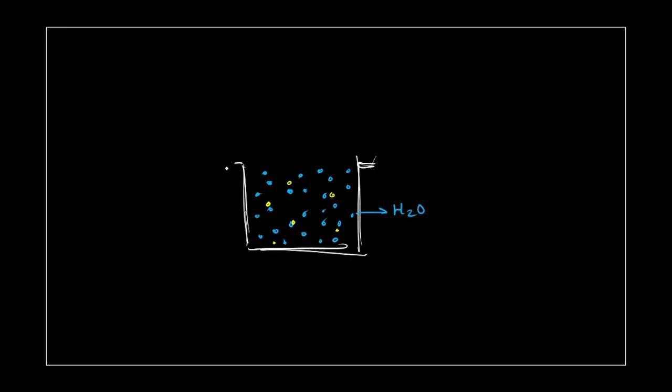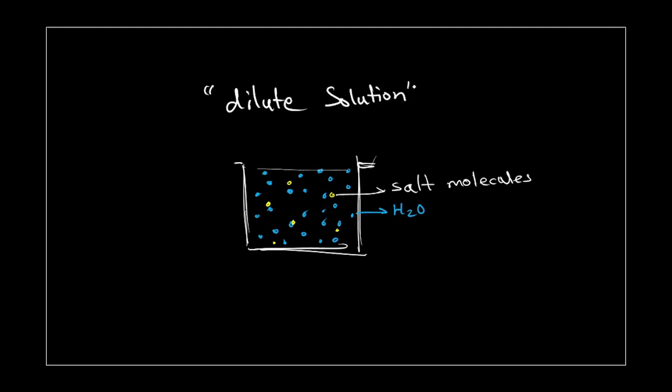Now again, we are looking into a beaker full of water. Over here, these are the salt molecules. Now what we see over here is what we call a dilute solution. Now what really is a dilute solution? A dilute solution has a really small amount of solute dissolved in a solvent.